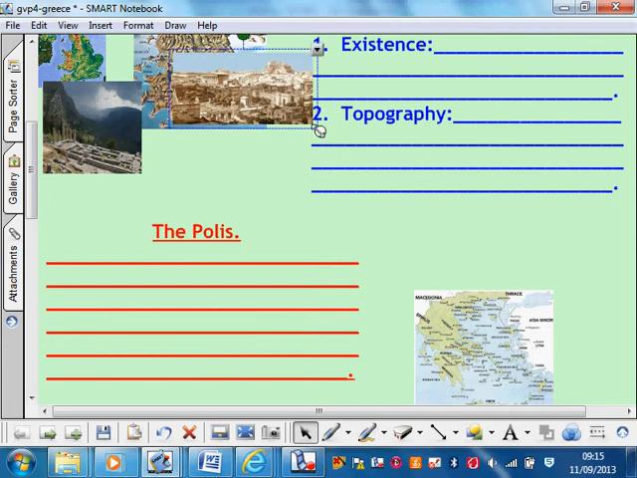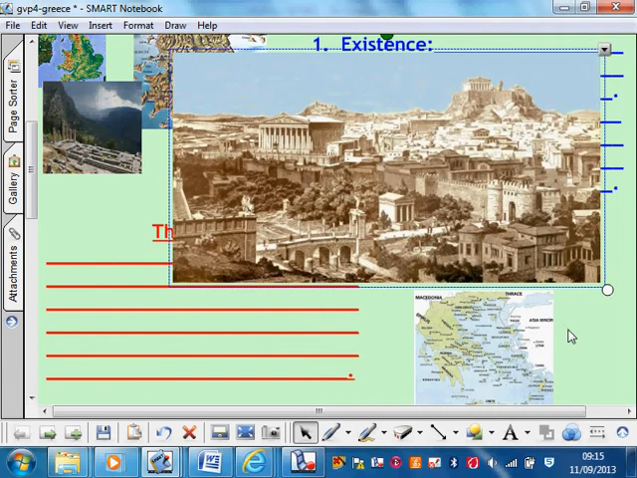Probably the most famous one is Athens. There's a picture of Athens, what we think it looked like in its classical era. There's the Acropolis, there's the Parthenon, you might have heard of that.